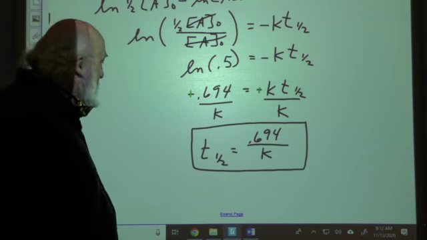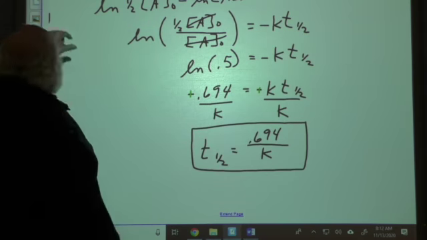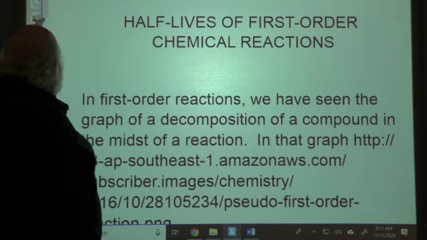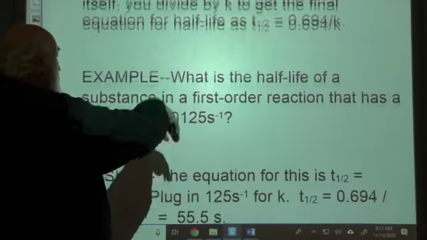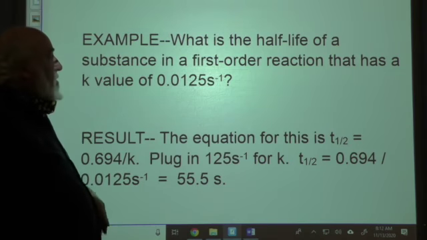There is your equation for half-life. So let's go back where we left off here. We'll talk about this, and this is me explaining all that stuff right here. So let's take a look at this example.